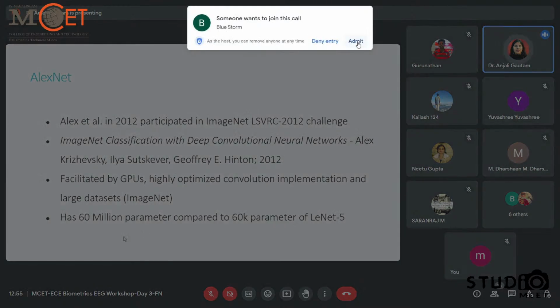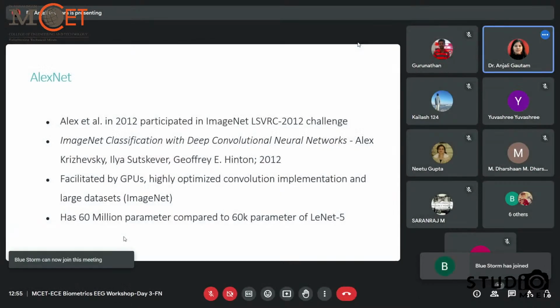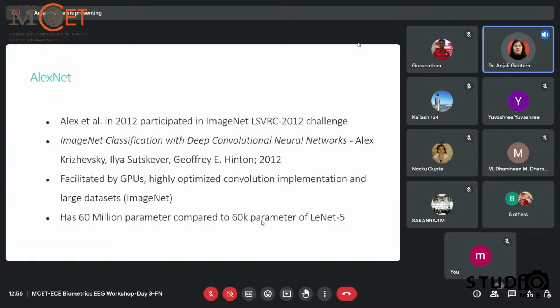But in AlexNet they had 60 million parameters, which is a very large number as compared to the LeNet parameters, which is just 60,000. So you know, even for 60,000 it takes a lot of time on a normal computer. So 60 million means it is not able to work on a normal laptop or computer. So for that we need to have a graphics processing unit.